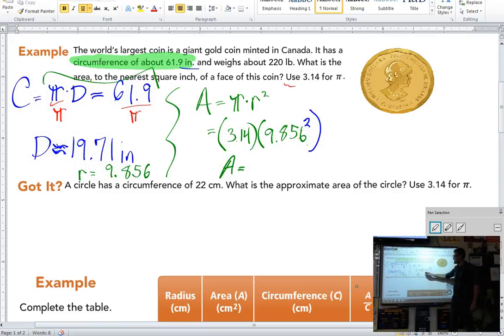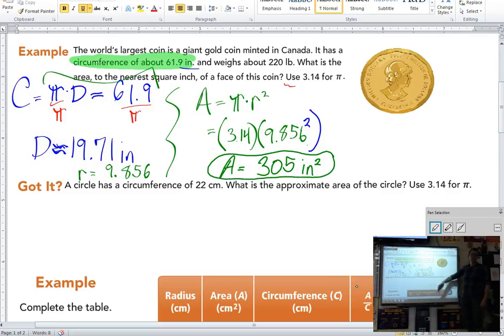What's your area come out to be, Izzy? 305. Is that rounded to the nearest inch already? Okay. Do we have verification? Our area was 305 inches squared.